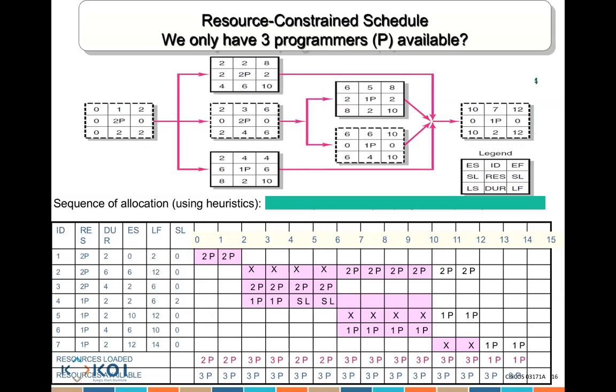The early start for activity 7 was 10. But no, because those activities, activity 2 and activity 5, are already using 3 resources. So that's why we can't start it until day 12. Make sense? Yes, sir.